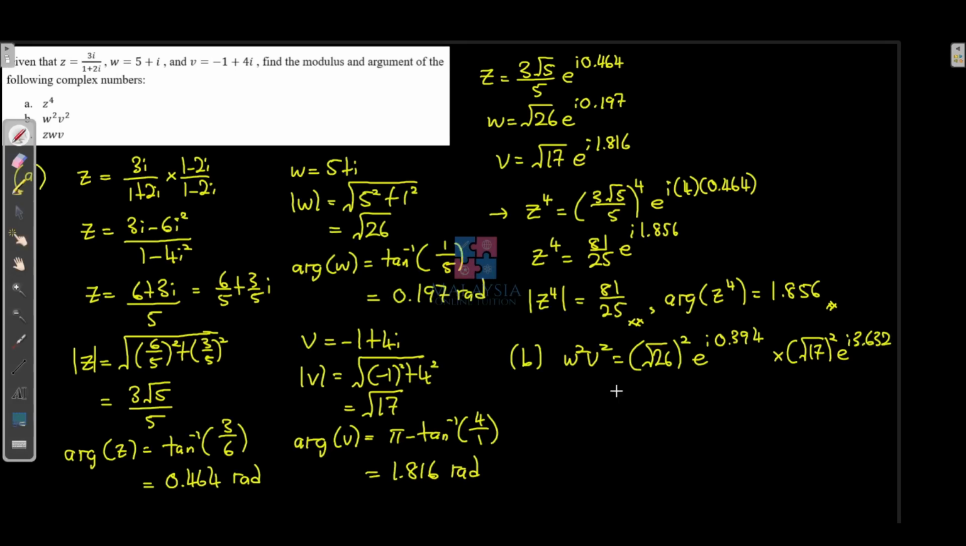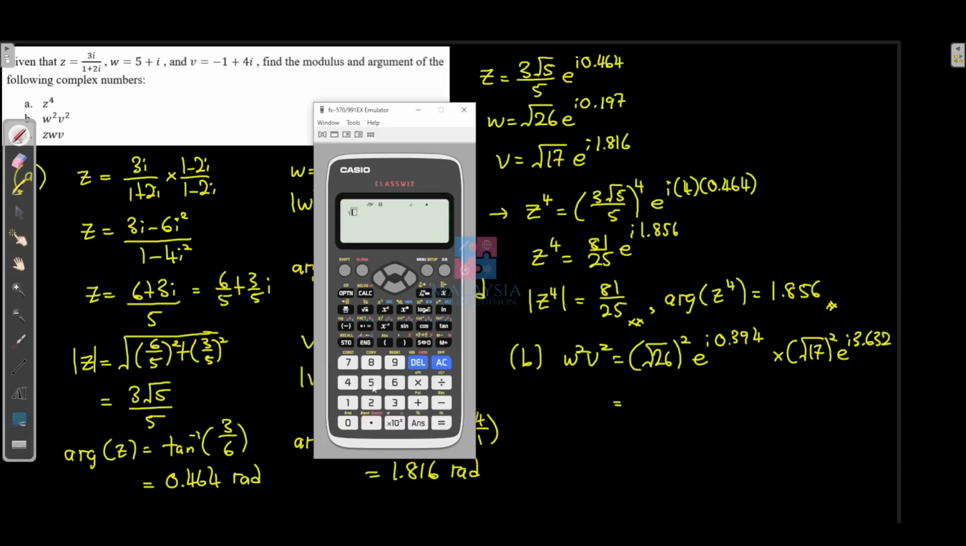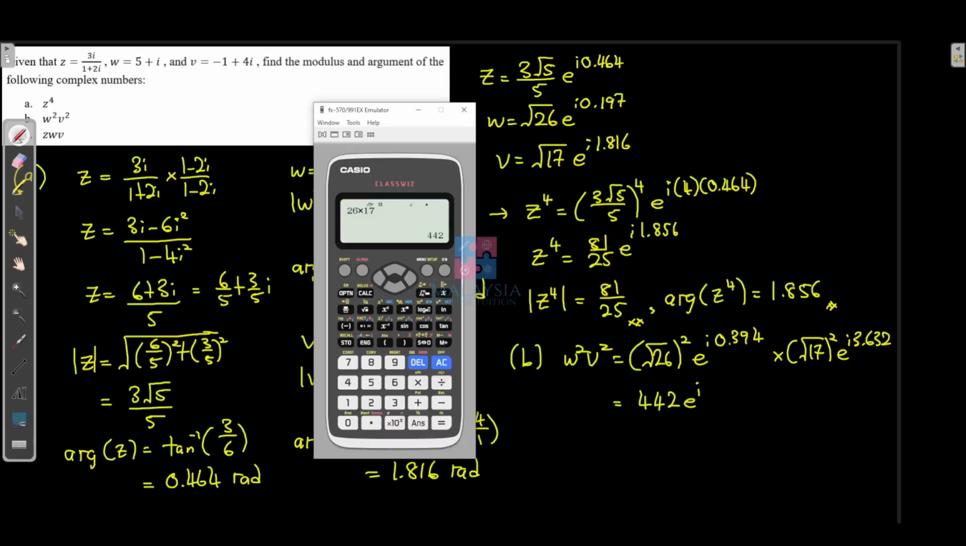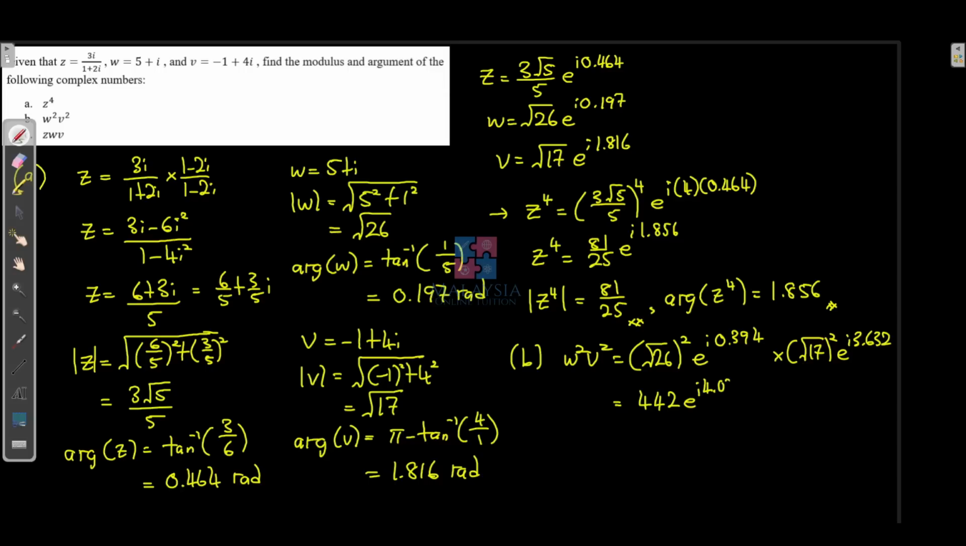So remember that when we multiply, the powers of the e are going to be added. So now what do we have? Square root 26, 26 straight away, times 17. We get 442. e^(i), so 0.394 plus 3.632. Okay, later I'm going to teach you how to check the answer. So this is 4.026.